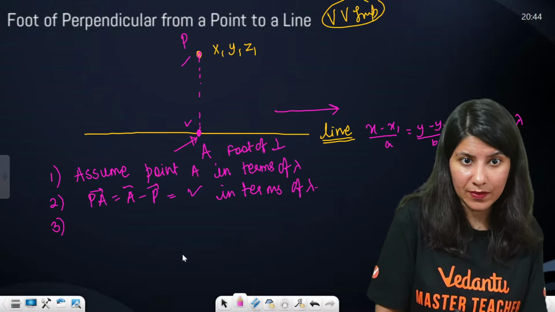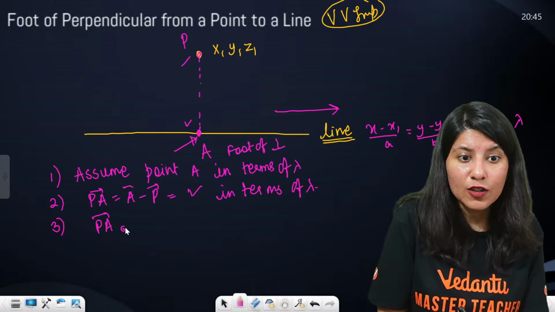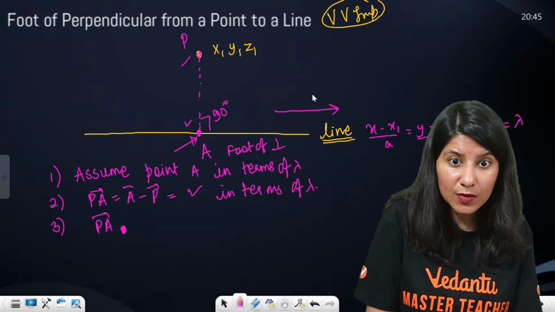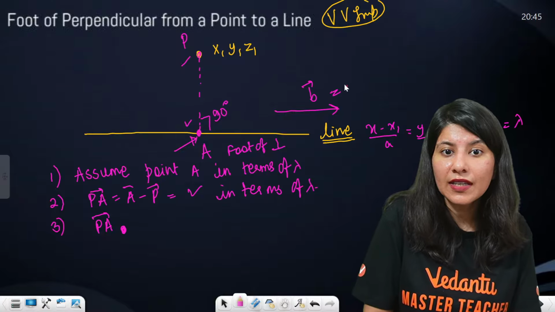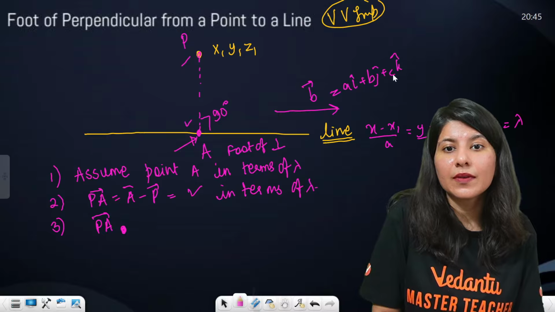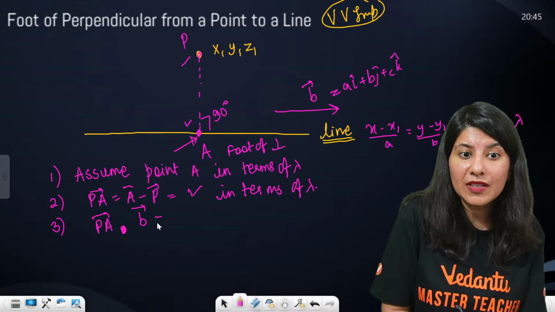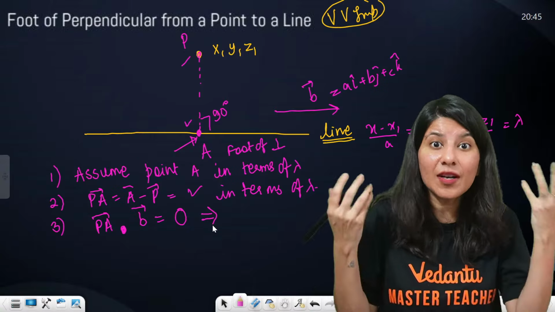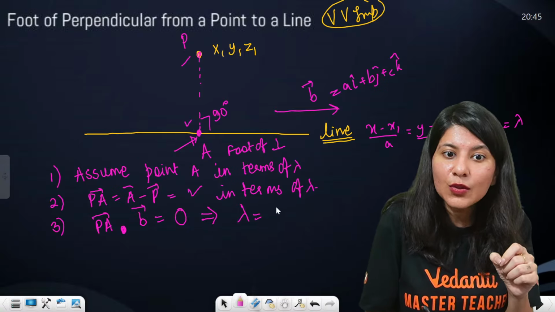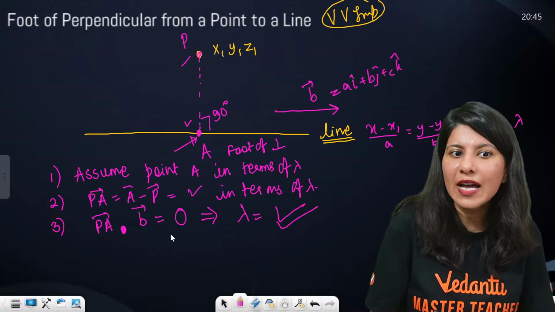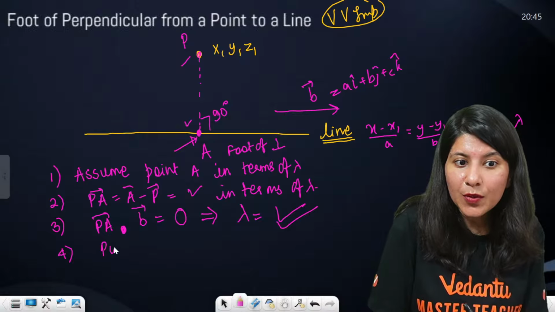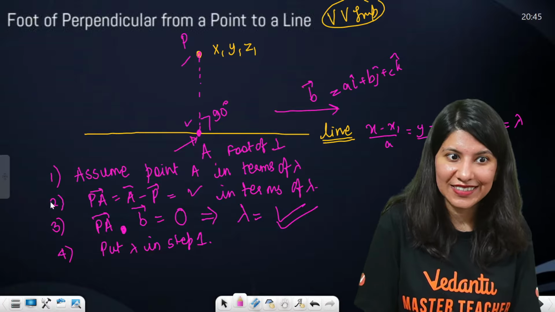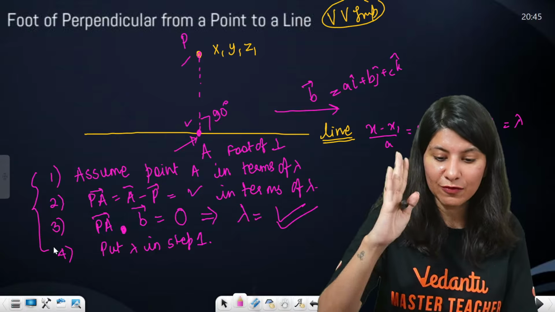Okay. The third step will be PA vector dot, understand this is a 90 degree angle, PA vector dot this vector, let us suppose B vector. B vector is what? A i cap plus B j cap plus C k cap, that is the direction ratio vector. PA vector dot B vector will be equal to 0. Now, if you take the dot product and make it 0, because PA and B vector are perpendicular, then you will get the value of lambda. Once you get the value of lambda, you can put lambda in step number 1 and you are done. These are the 4 steps to get the foot of perpendicular.